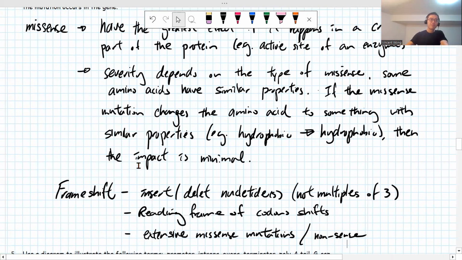Okay. So again, just for the sake of argument, theoretically, if you have a nonsense mutation towards the end of a protein, that's probably better. When I say better, I mean less impact compared to a frame shift that happens at the end. Okay? But if it happens at the beginning, they're equally bad. Nonsense at the beginning is as bad as frame shift at the beginning, I would say. So that's that.